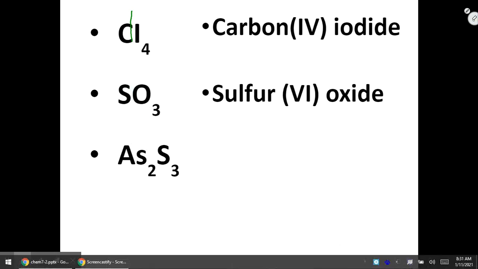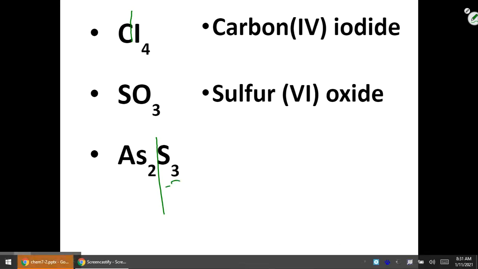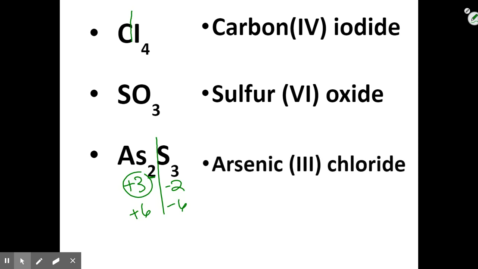The last one, we've got As2S3. Sulfur is -2, and there are 3 of those, so that's -6. So this side has to be a total of +6. We're going to divide that by 2 because we have 2 of those, so each As is going to be +3. So this is going to be arsenic(III) sulfide.